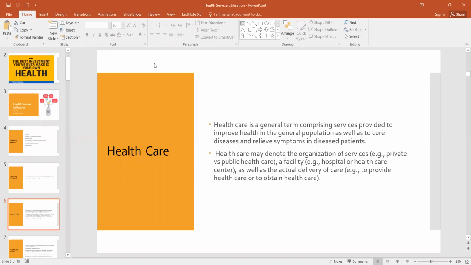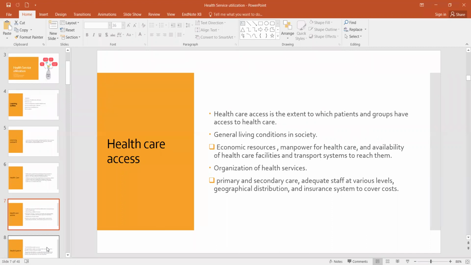Healthcare is a general term comprising services provided to improve health in the general population as well as to cure disease and relieve symptoms in a diseased patient. Healthcare may be provided by different organizations, like private or public hospitals, and the facilities which are provided in those hospitals.